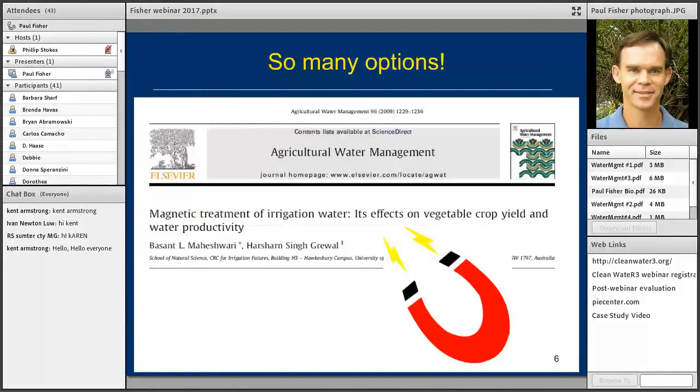And one of the challenges for growers is we're trained to grow plants, and there are always so many options for water treatment, and it's outside of our typical area of expertise. So here, for example, is a technology on magnetic treatment of irrigation water, which is evidently helping in this Australian study to improve crop yield.